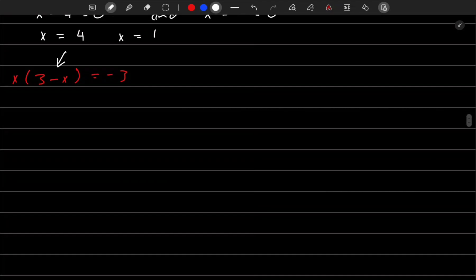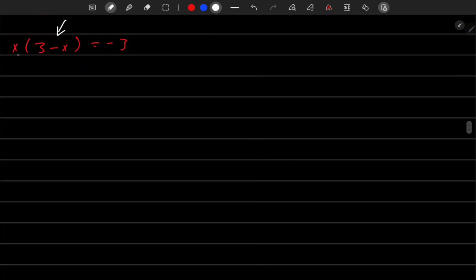However, let me do it. So now, the first step here is to multiply out the bracket. BODMAS says brackets of division. Brackets must always be taken out first. I heard that they've changed it this time, but what we do know is that brackets are always taken out first.